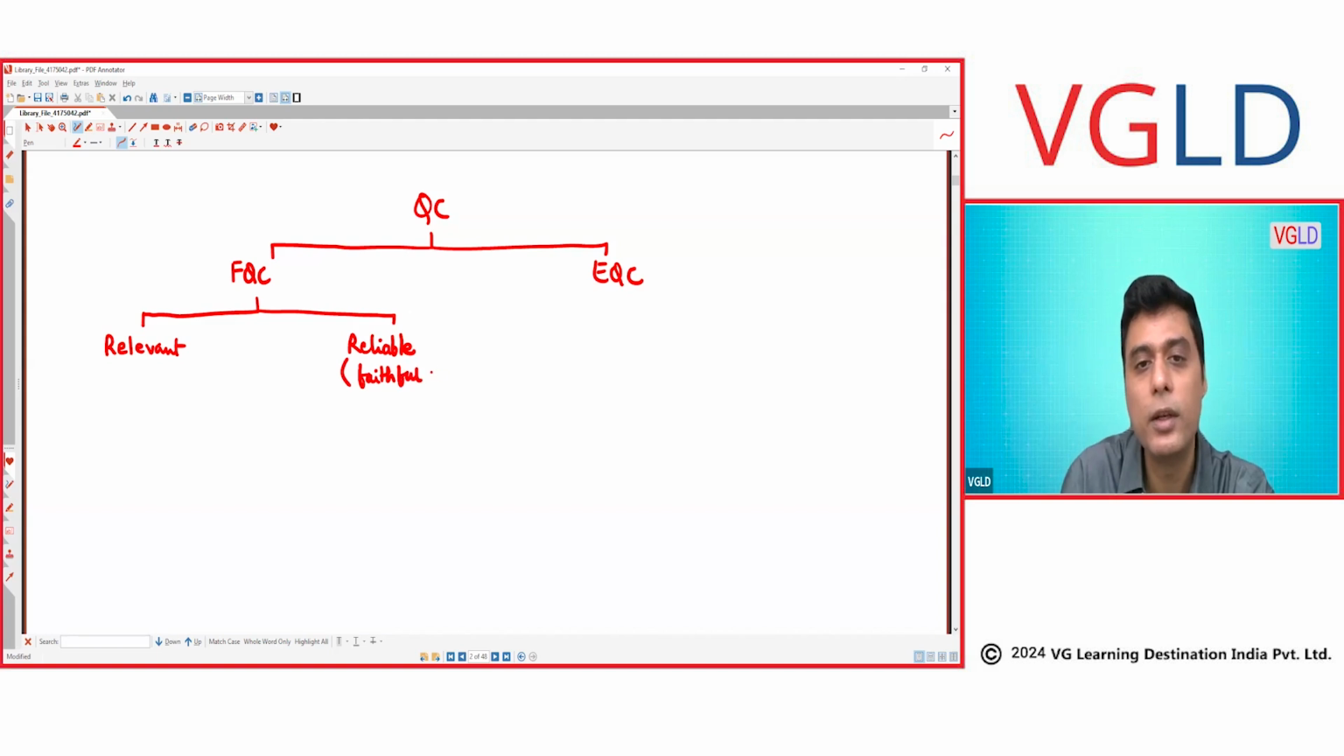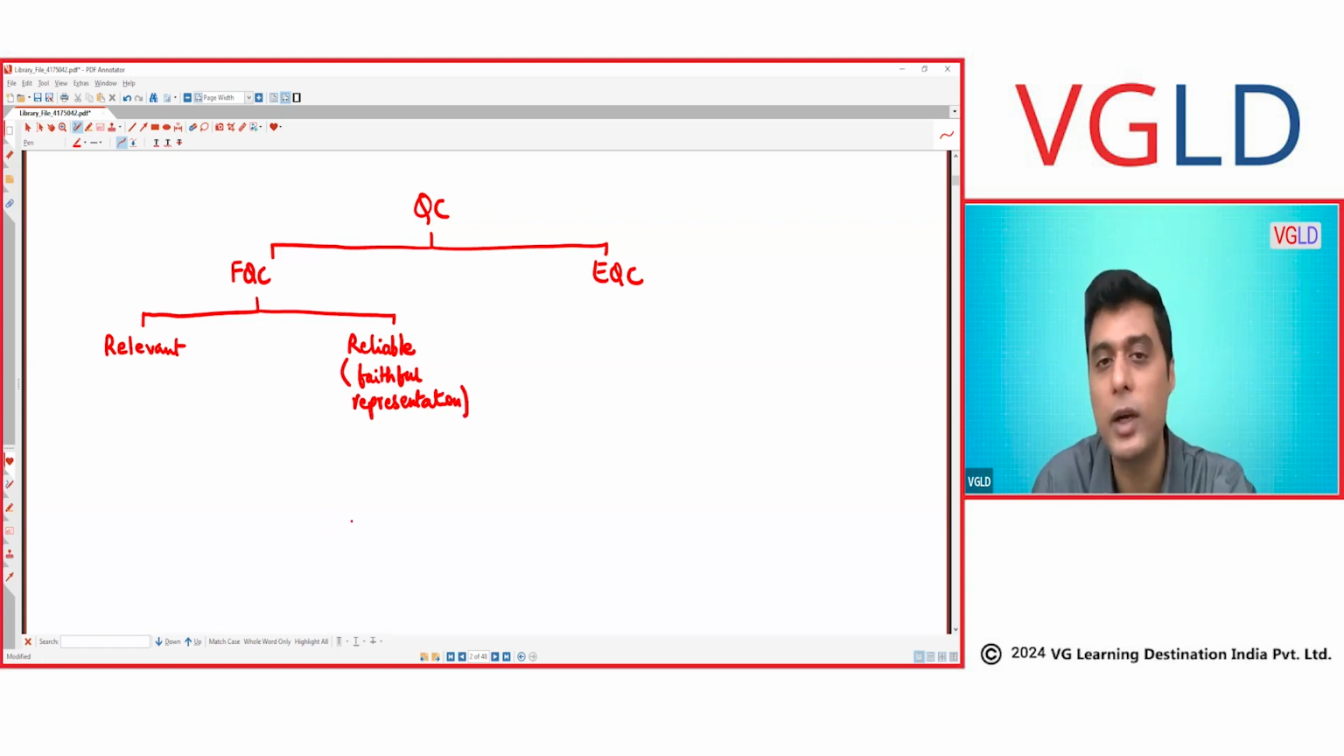Faithful representation. That means they must faithfully represent what has actually happened. It should not be the case that you had a loss of $1 million in reality, but your financials are showing a profit of $1 million. That means it is not faithfully representing what has actually happened, right? So reliability and relevance are of fundamental importance.